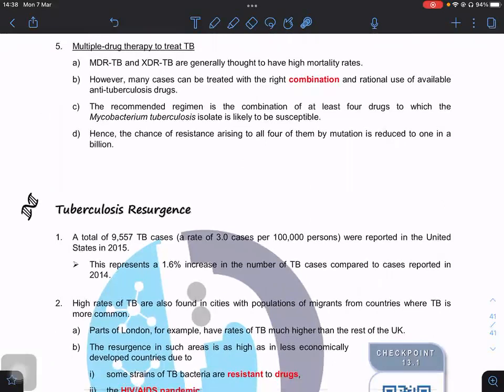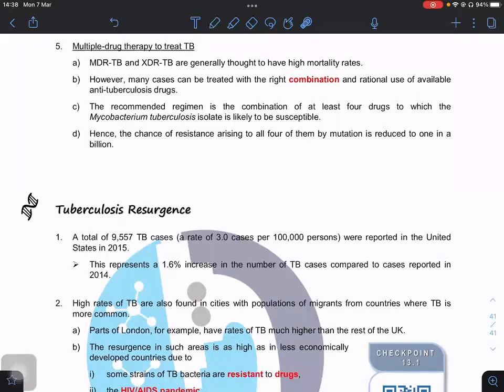So how do we treat TB? We know that TB can kill because it can spread through the whole body and cause organ failure. Many cases can still be treated with the right combination and rational use of available anti-tuberculosis drugs. Now we use a combination of at least 4 drugs to which the Mycobacterium tuberculosis isolate is likely to be susceptible. So the chance of resistance arising to all 4 of them by mutation is reduced to 1 in billions if you use a combination. If you use just 1, the chance of resistance is very, very high.